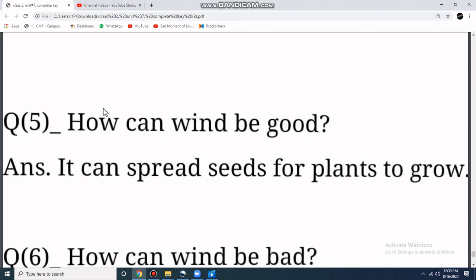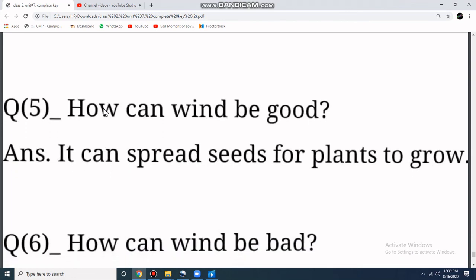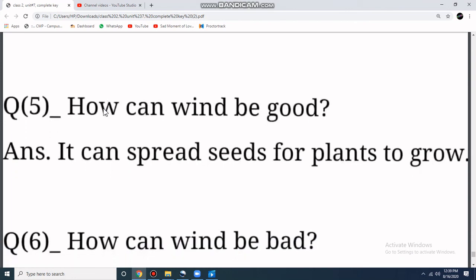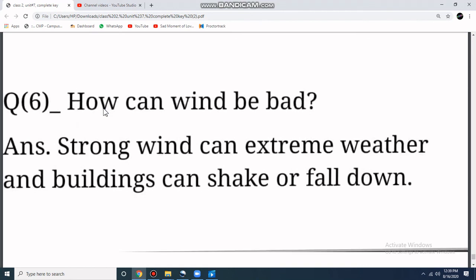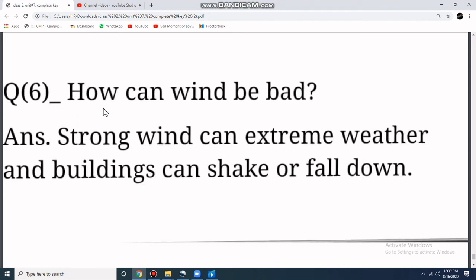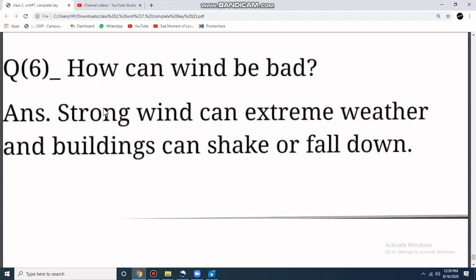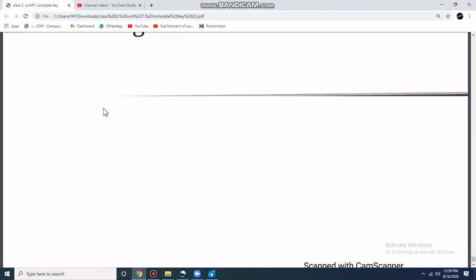When air is moving fast, or when air is moving, we call it wind, right? So question 5, how can wind be good? It can spread seeds from plants to grow, because some plants can't spread their seeds, so wind helps them spread the seeds. How can wind be bad? Strong wind can cause extreme weather, and buildings can shake or fall down, and sometimes trees as well. So that's a bad thing about wind.